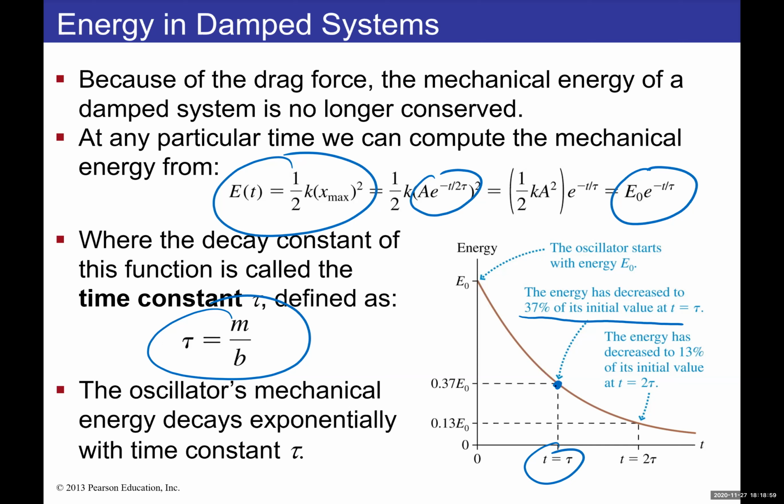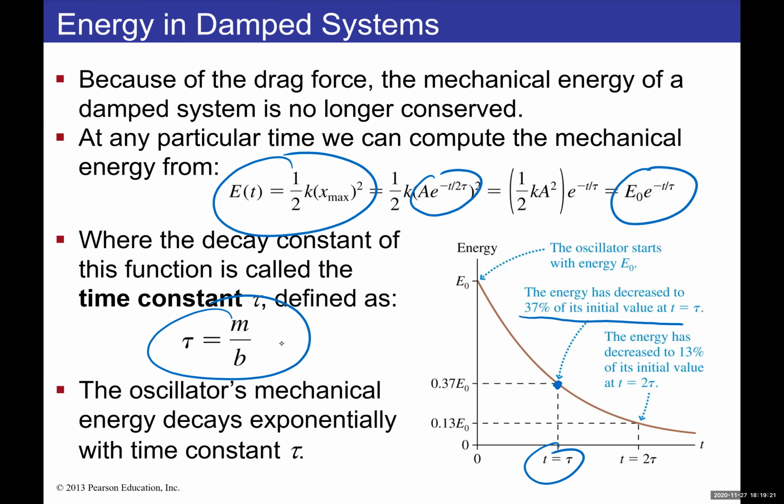So this time constant is true for any type of system. It always represents the amount of time it takes for the system to lose 63% of its energy. So that's why it's a constant, the time constant. And in this case, you can see it is equal to the mass of the system, the mass of the block, divided by this constant b.